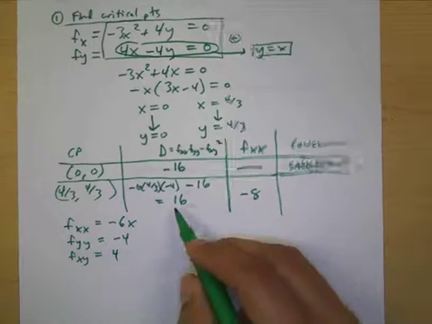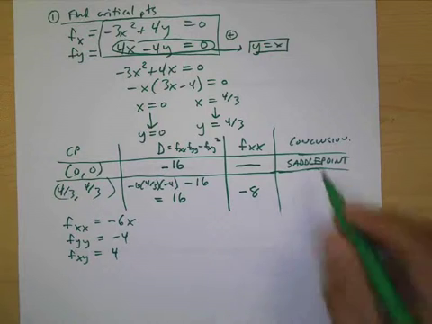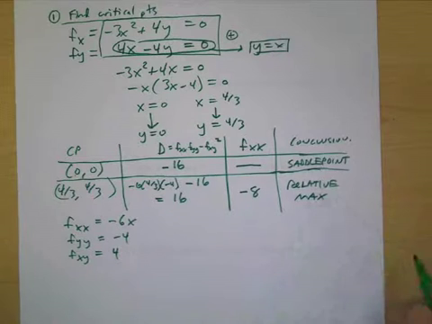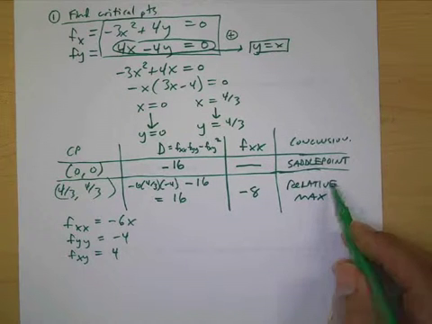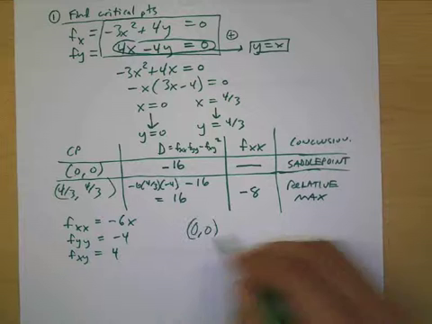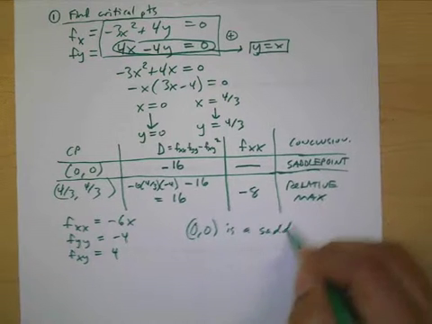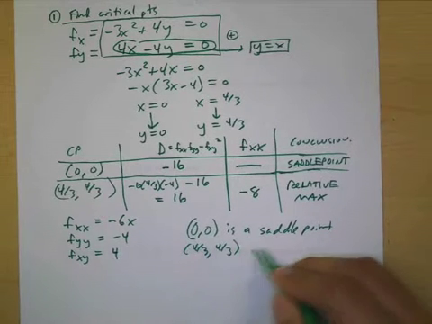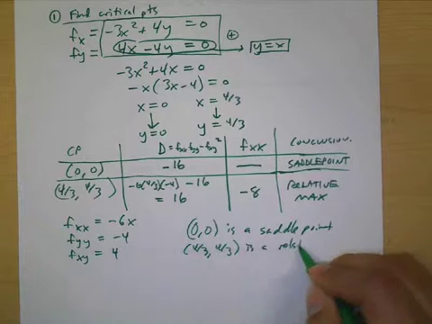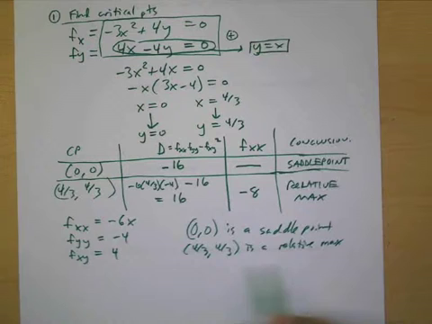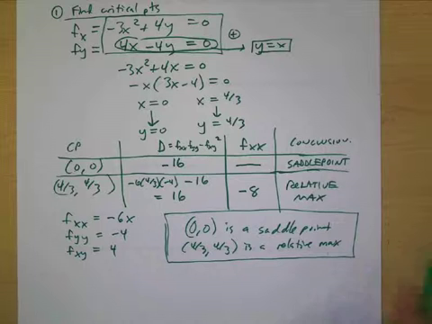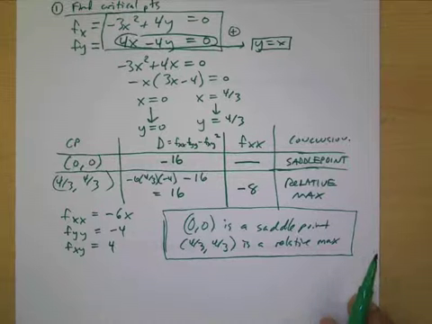So just keep track of your cases. Positive D, negative partial xx means relative what? Good. And now this is pretty much all you would say. (0, 0) is a saddle point, and (4/3, 4/3) is a relative max. Well, if they asked you, you could test the points and see. 4/3 is the only relative max.